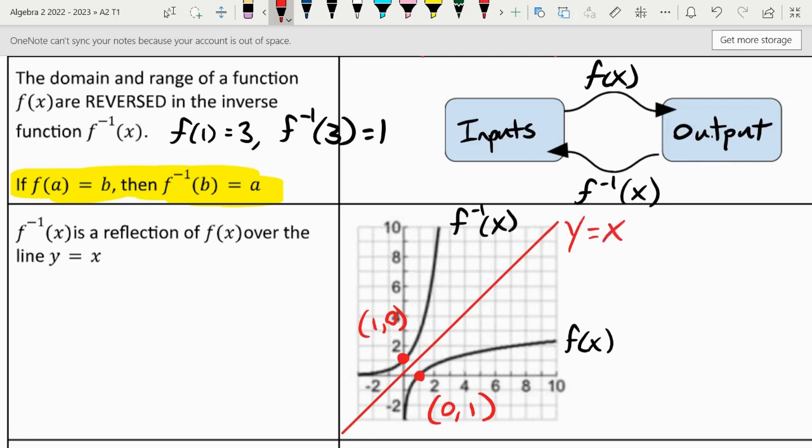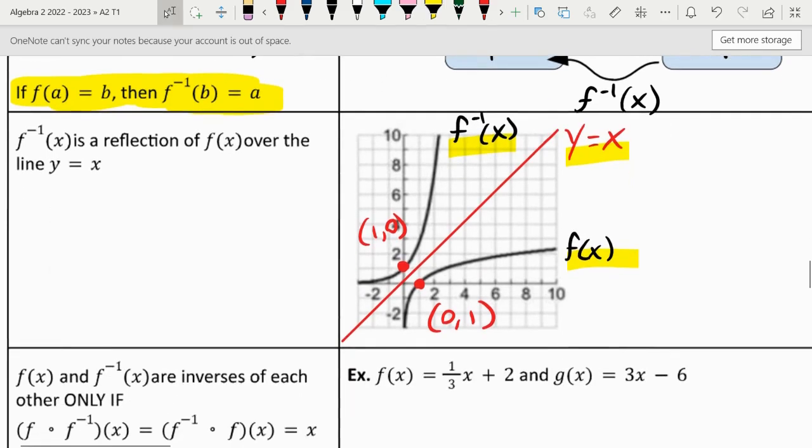Okay, so that line is y equals x. And if you're doing this on Desmos, you would want to type in all three of these to see if they're inverses, just to make sure, because if they don't look symmetrical, then that's a big clue that they might not be, which we'll get to later.